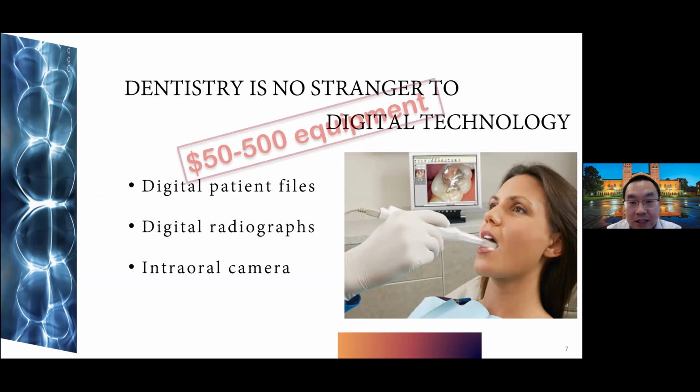And that costs, depending on the quality of the camera, you can get a really cheap one for $50, a really good one for around $500, or slightly more. But the adoption is very easy, especially if you already have the digital X-ray system. Usually that will be part of the X-ray system, where you can basically just upload a picture into that system, and that becomes part of the patient's records.